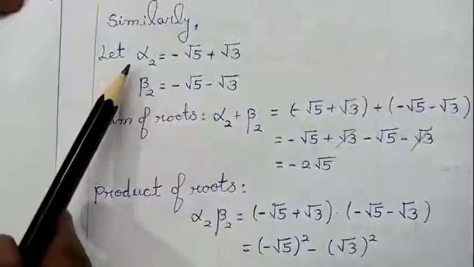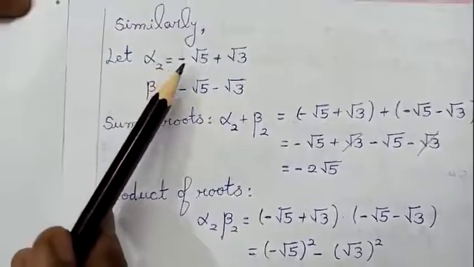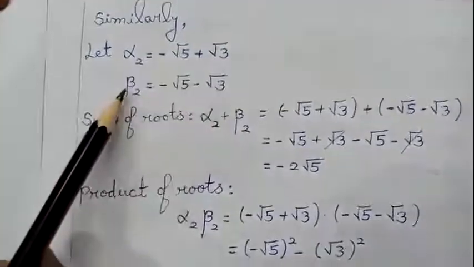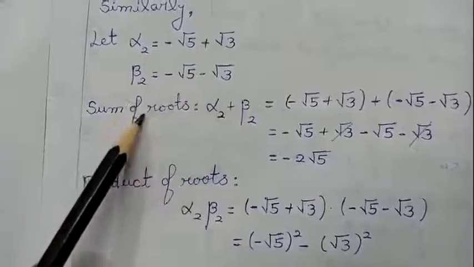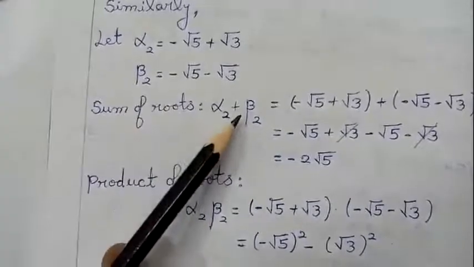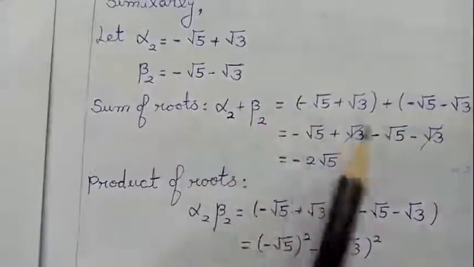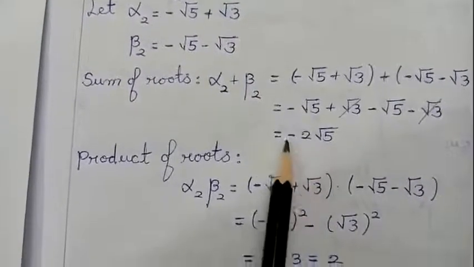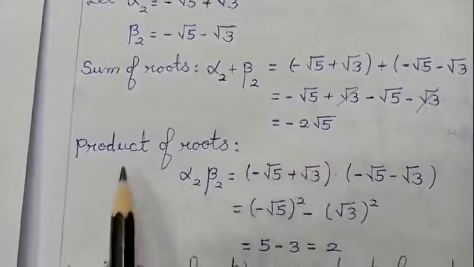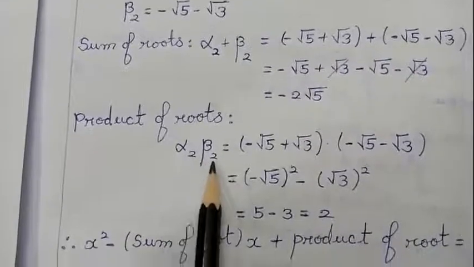Similarly, alpha 2 I'm going to take as root 5 plus root 3, and beta 2 I'm going to take as root 5 minus root 3. Sum of roots, alpha 2 plus beta 2, we are going to calculate. The terms will get cancelled according to the calculation. The answer I'm getting here is minus 2 root 5. Product of roots, alpha 2 into beta 2.